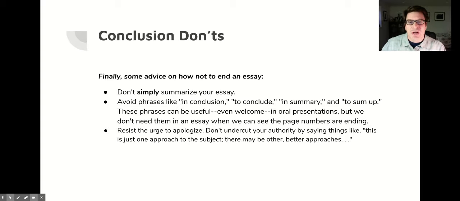Don't simply summarize your essay. So it's okay to add up the points or reiterate the points of your thesis statement or your roadmap, but don't just do that. I would avoid wooden or cliche phrases like in conclusion or to sum up. They can sound kind of like filler. They work great in oral presentations, but in an academic essay, it's kind of obvious that we're at the last paragraph. And then don't apologize. Don't undercut yourself. Make sure that you end on us with some strength and some confidence.